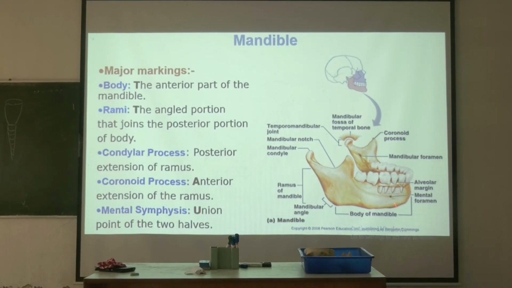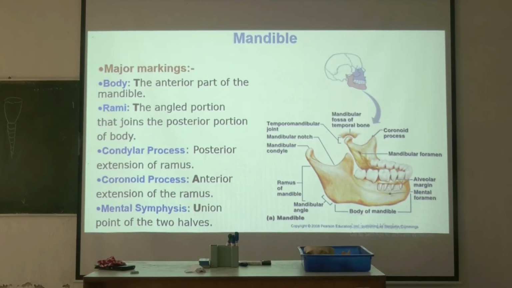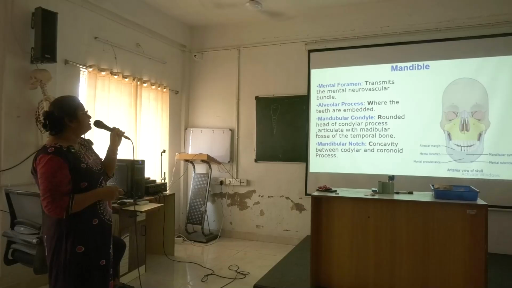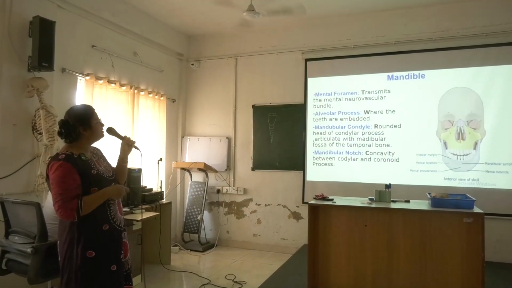And mental symphysis or symphysis menti. Here the midline fusion point of the two halves of the mandible, that is known as symphysis menti. Symphysis pubis you have read during the pelvis. So this is another symphysis. Symphysis menti, at the joining point of two halves of the mandible. Okay, understood? Next is different foramens and different important presenting parts we will discuss.